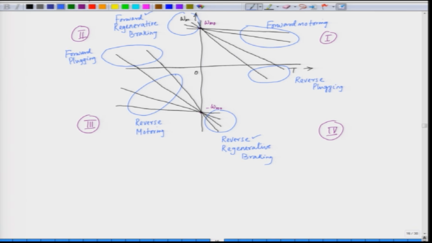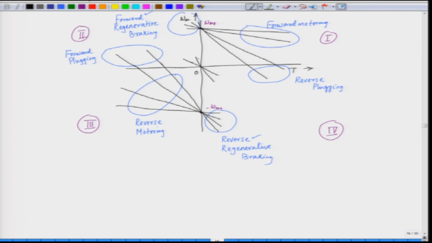This is in the fourth quadrant. In the fourth quadrant again we have the braking behavior, and this is the reverse plugging. Now, what about the dynamic braking? For dynamic braking, the applied voltage is 0. So, especially the speed torque characteristic lies like this.